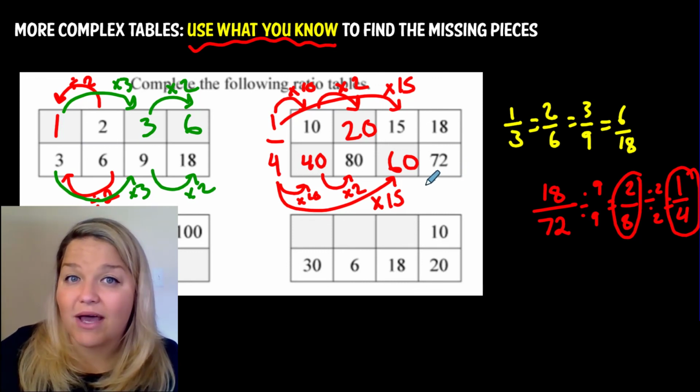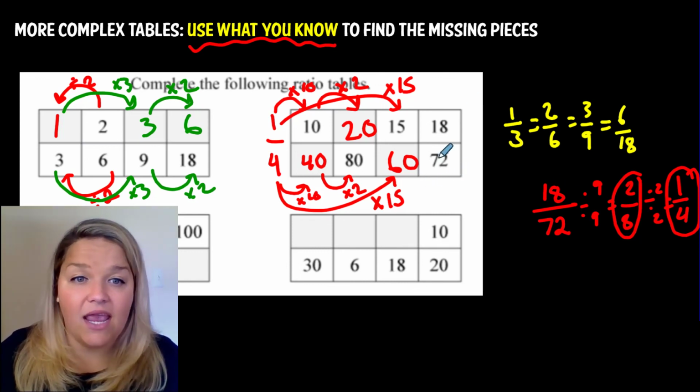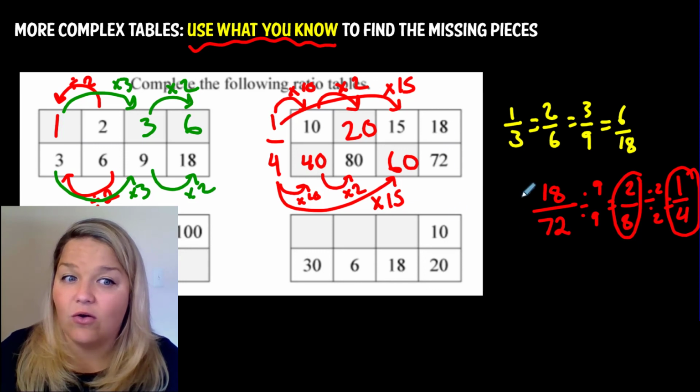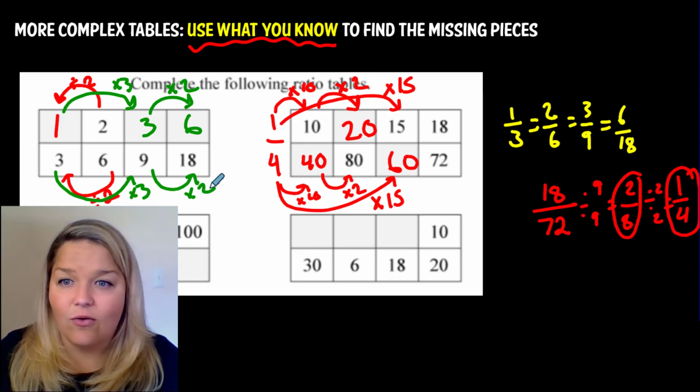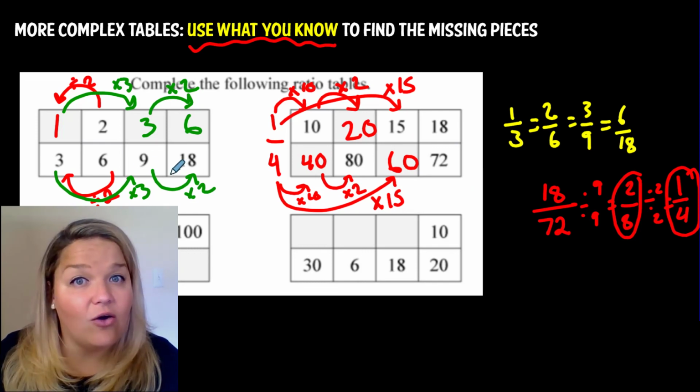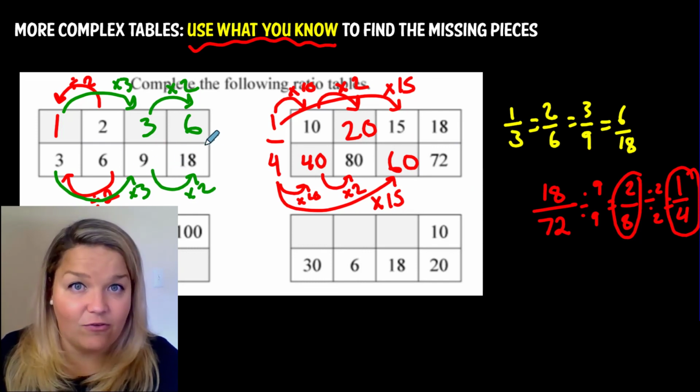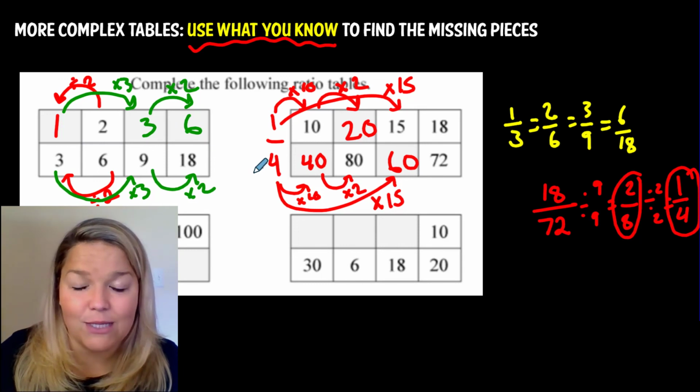So you've got some options. You can always take a ratio that's complete that you know, simplify it to lowest terms, and then figure out your table. Or you can just, as you figure out ratios, use them as you figure them out to figure out the rest of the table.